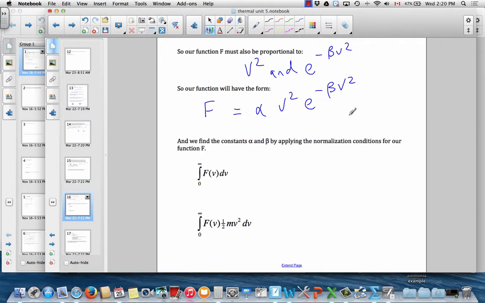About this functional form, if you actually graph it, then you find something that agrees with the experimental curve. It's sort of quadratic here at low speeds and then decaying exponential here at larger speeds. So that's good news. The other thing is that this functional form agrees with our normalization conditions. We know that the total probability has to equal 1. And this was going to help us find the value of alpha and beta.